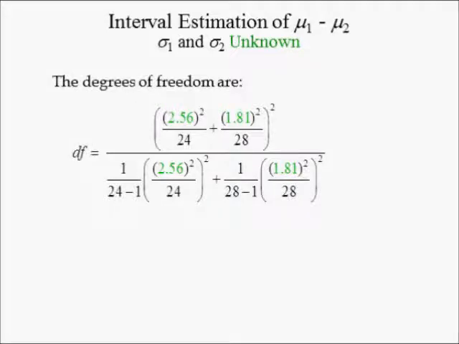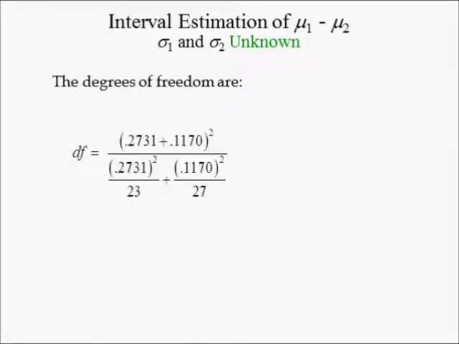The degrees of freedom are found by substituting the sample standard deviations, 2.56 and 1.81, and the sample sizes, 24 and 28, into the degrees of freedom equation. Simplifying the numerator yields the square of the sum of 0.2731 and 0.1170. Simplifying the denominator yields the square of 0.2731 divided by 23 plus the square of 0.1170 divided by 27.